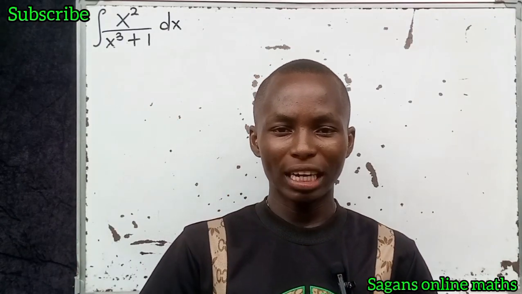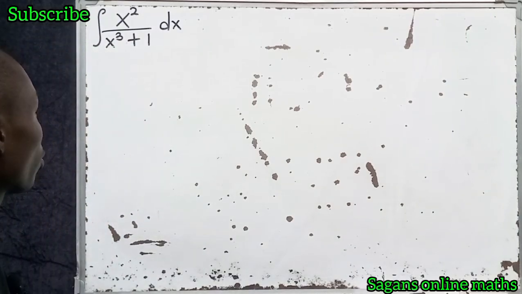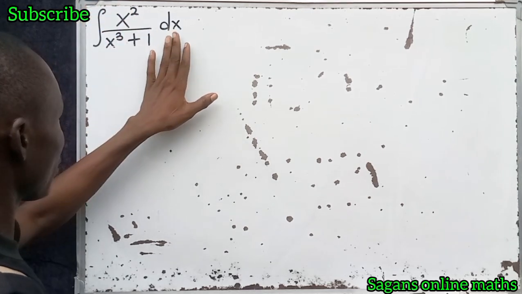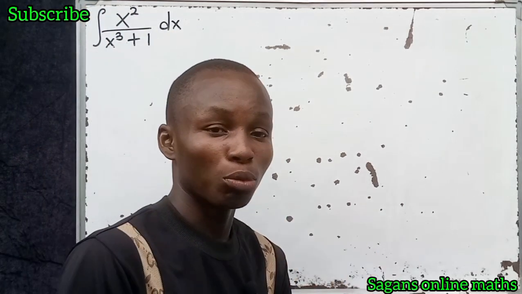Let's solve this question together. Now we are given the integral of x squared divided by x to the power of 3 plus 1 dx. We are asked to integrate this function with respect to x. Now our first step is to let any variable represent the denominator.